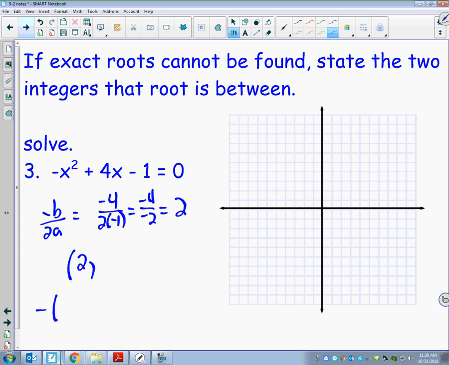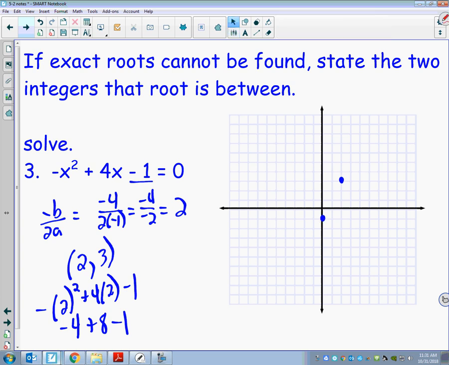Be really careful when you're plugging this in your calculator because the negative is outside of the x squared. It's really 2 squared and then negative. So just be careful typing that in. That should be negative 4 plus 8 minus 1, which I think would be 3. 8 minus 5. So my vertex is at 2, 3. My y-intercept is at negative 1, so if you wanted to, you could flip it over this way. Oh, I changed colors.